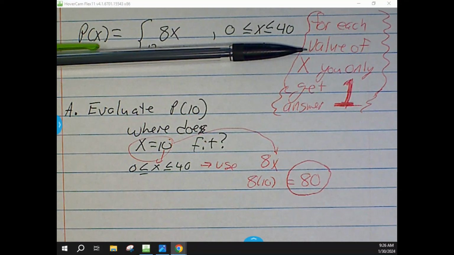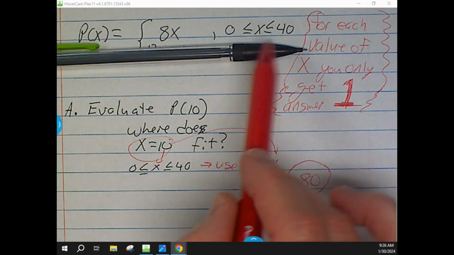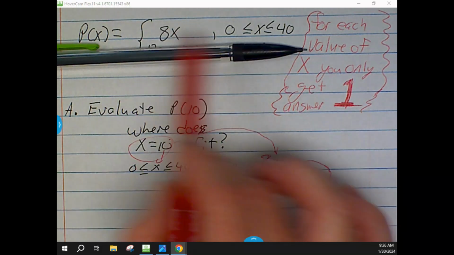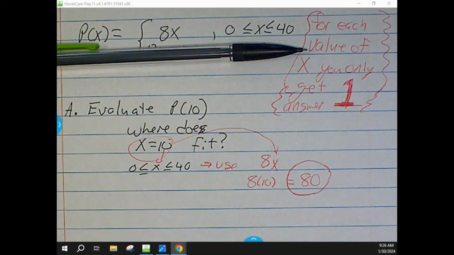Okay, and that's a piecewise function. That's pretty much all you do. You just figure out, all right, where does it fit? They give me an x value to plug in. Where does it fit? And whatever part it fits into, then you use the function that correlates with that inequality that you're going to work with.